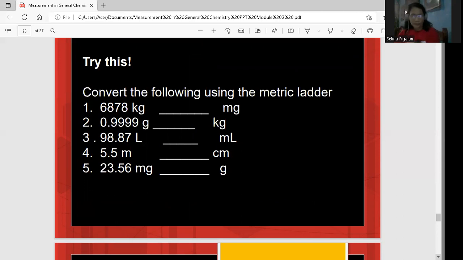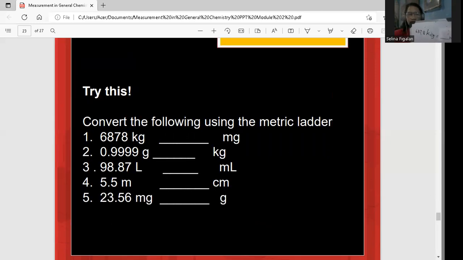Let me do one, class. So this one, the first number is 6878 kilogram, equal to... you have to change it to mg. So that is the first number, and you can practice the rest, okay?